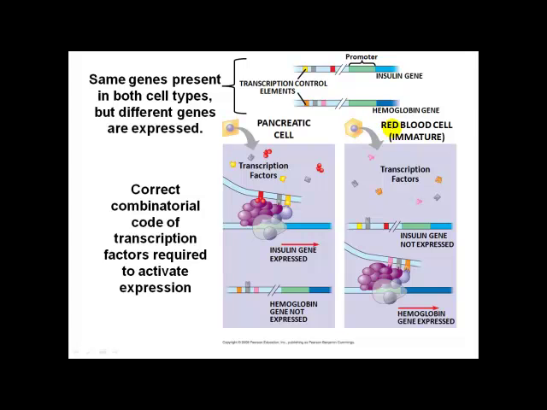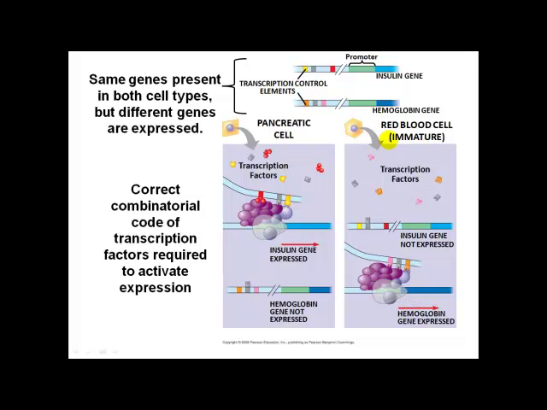Likewise, in this red blood cell in its immature state, we would expect to see expression of the hemoglobin gene, such that we'd see hemoglobin proteins, alpha and beta subunits expressed and assembling into that hemoglobin complex that we talked about before. The reason that hemoglobin protein is not expressed in the pancreatic cell is not because the hemoglobin gene is not there, but because it's being specifically regulated in a way such that it's not being expressed in the pancreatic cell, but it is being expressed in the immature red blood cell.